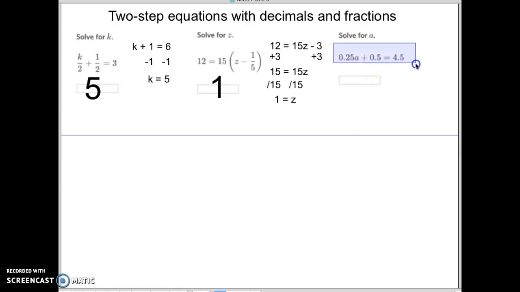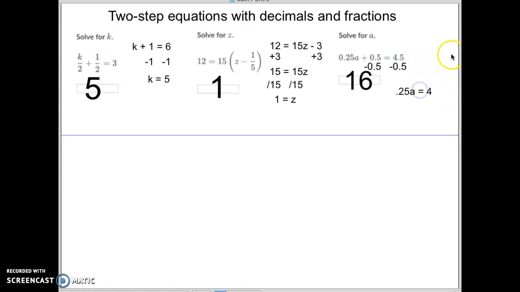All right, third one. Hey, it's just decimals, no big deal here. So how do I get rid of the number that's being added to my a term? What's the opposite of add 0.5? Oops, gave the answer by mistake. It is subtract 0.5 from both sides. So the 0.5s will cancel on this side, and 4.5 minus 0.5 would be 4.